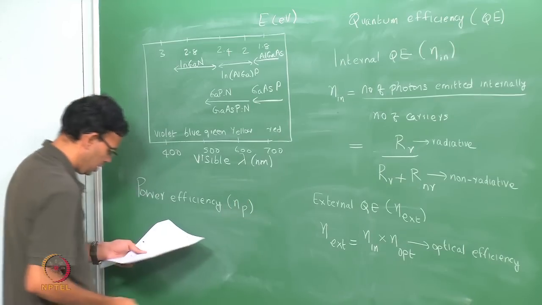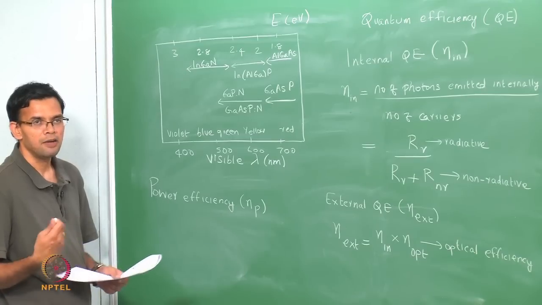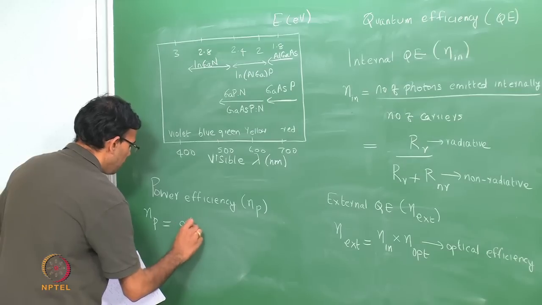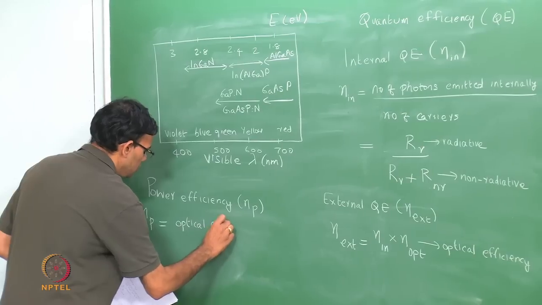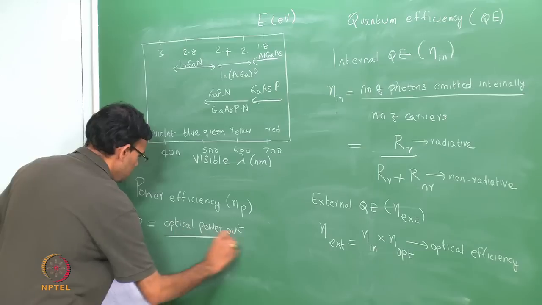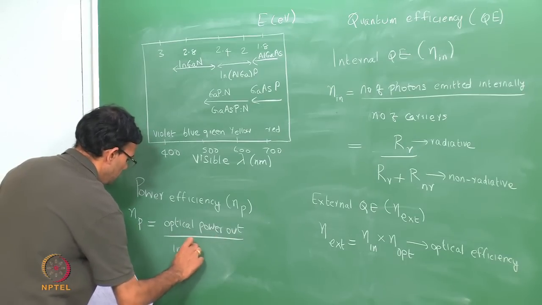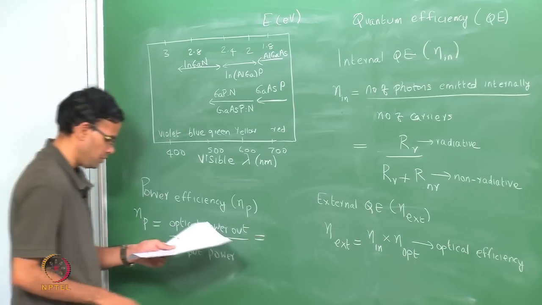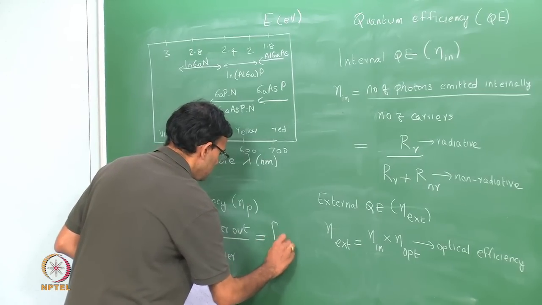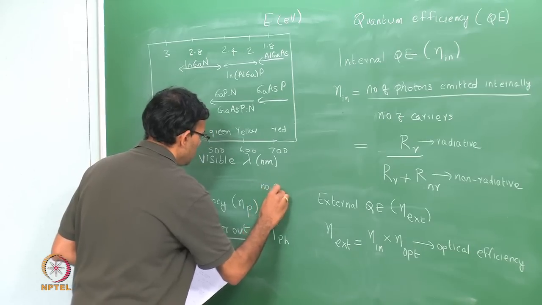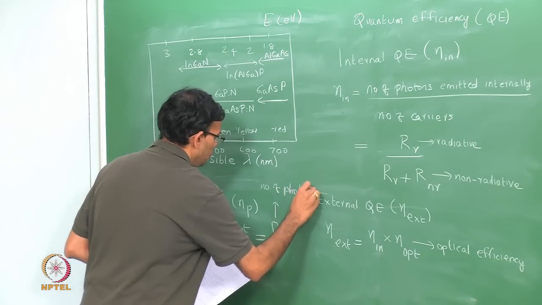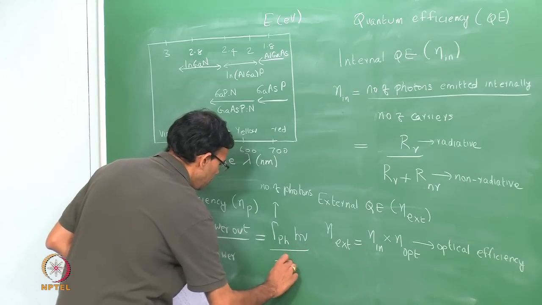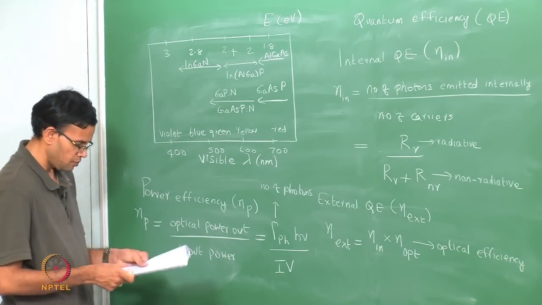We also define something called a power efficiency, eta P, which is the optical power output divided by the input power. So, eta P is the optical power out divided by the input power. The optical power output is nothing but the number of photons times the energy h nu, divided by the input power, which is usually just IV.